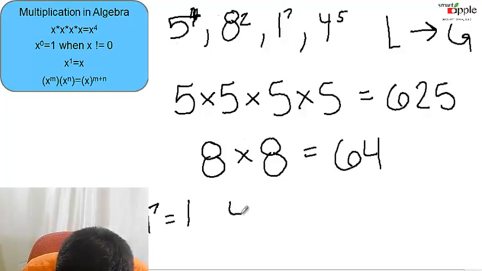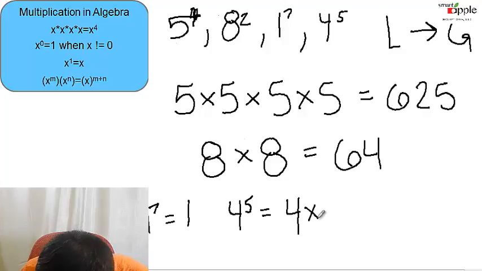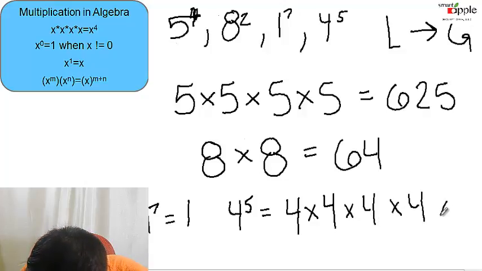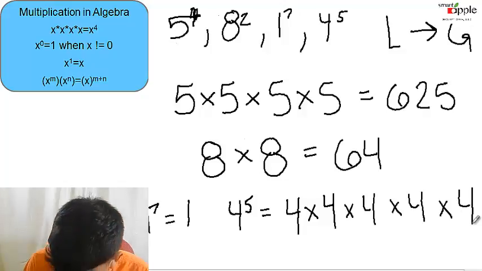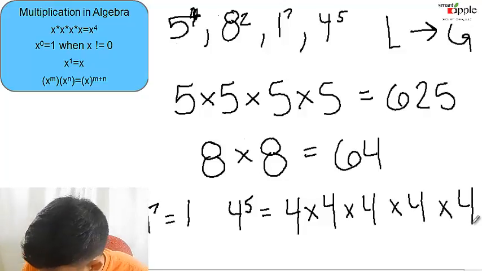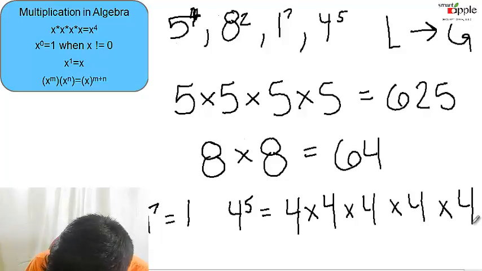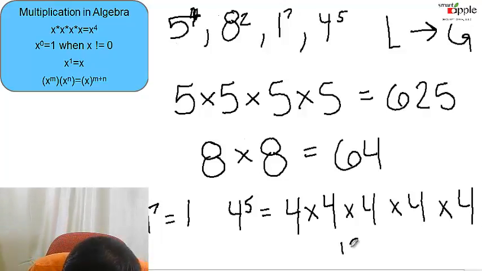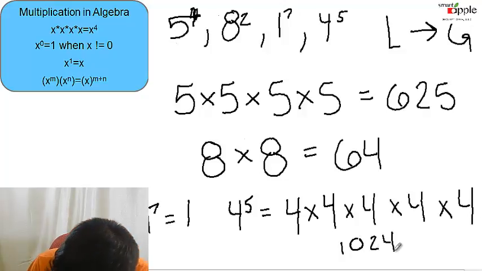Now 4 to the 5th. 4 to the 5th can be written down like this: 4 times 4 times 4 times 4 times 4. That's 5 4s. That's 4 to the 5th. And when you put that into the calculator, you'll end up getting 1,024. Let me just clear up some room.